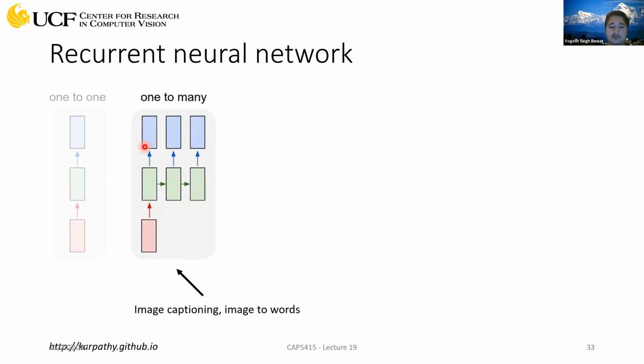One good example of this kind of problem is, let's say you have an image and you want to generate some caption for that image. So the input is the image, just one time step, and this recurrent neural network is trying to generate the caption, because the caption will be a long sentence. It will have multiple words. So what it's doing is it's trying to generate one word at a time. So that's an example of one to many.